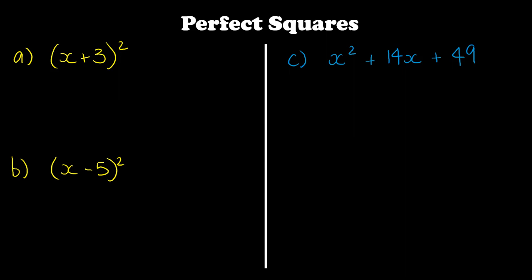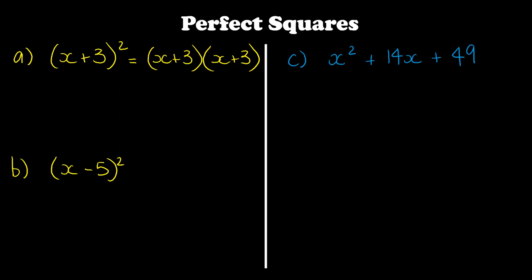As always, we start by expanding. Now, a common mistake people make when expanding these brackets is they assume automatically that it's x squared plus 9. That's not the case. You need to remember that this entire bracket is being squared. When we square something, we multiply it by itself.